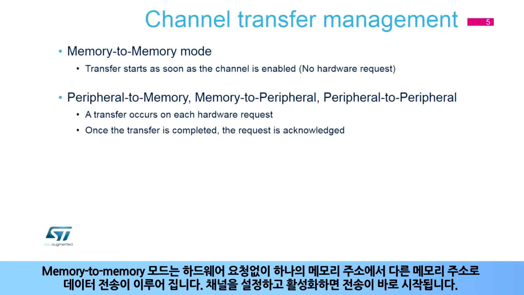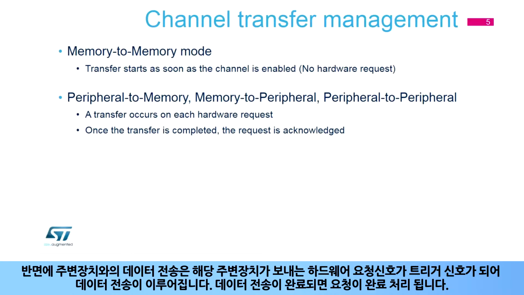Memory-to-memory mode allows transfers from one address location to another without a hardware request. Once the channel is configured and enabled, the transfer starts immediately. When data is transferred from or to a peripheral, the hardware request coming from the selected peripheral is used to trigger the data transfer. Once the transfer is completed, the request is acknowledged.